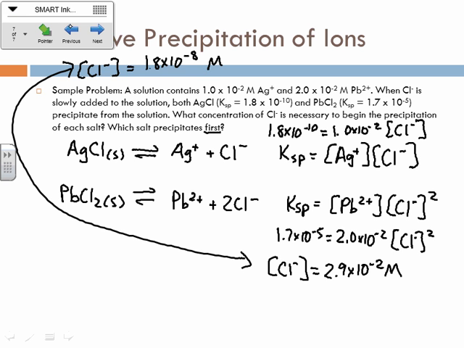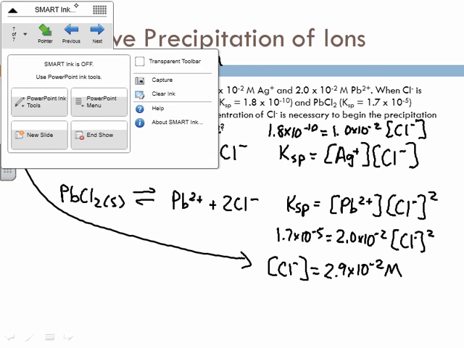All right, that's a nice quick one this morning, but that finishes up our solubility unit. So, see you guys in class.